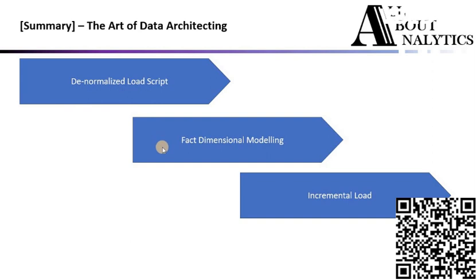Next, the second concept we talk about is the fact dimensional modeling, right? So this concept here removes redundant information that is not required in our transactional table. We will shift it out from our transaction table and we create a link directly from the dimension table back to our fact table. Alright?